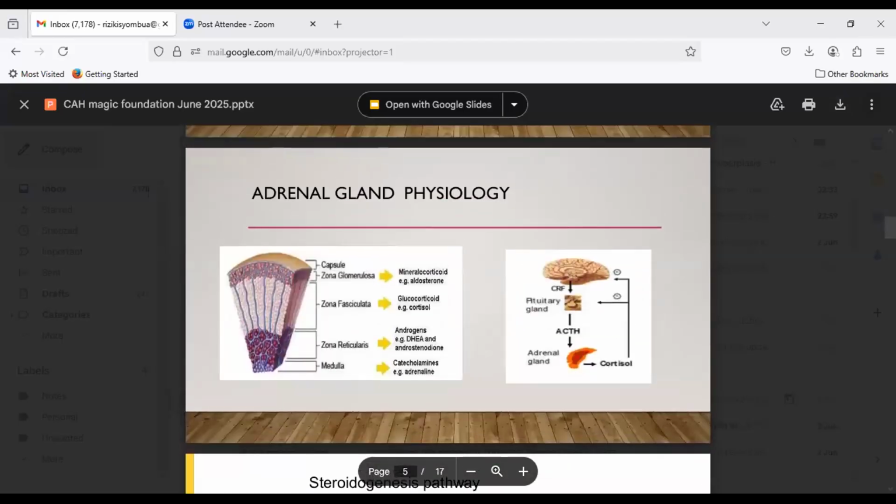So the control of the secretion and function of the adrenal glands, that is, all the 3 layers, are controlled by ACTH. So we have the CRF from the brain.